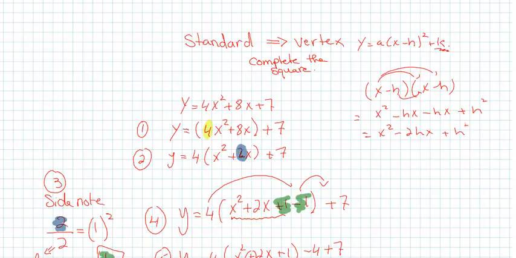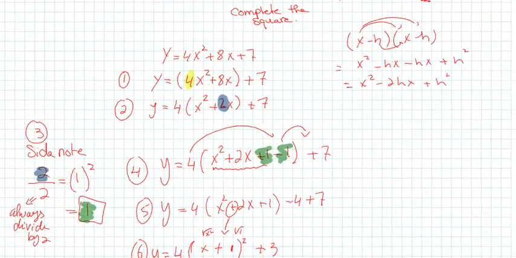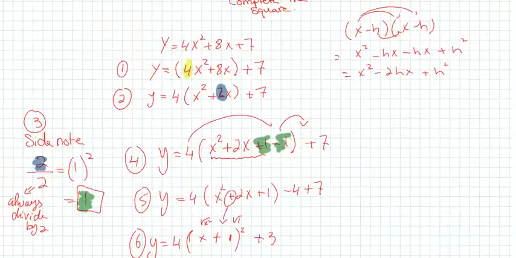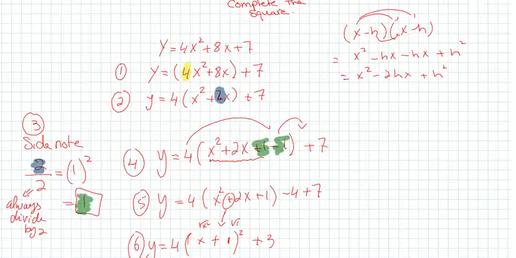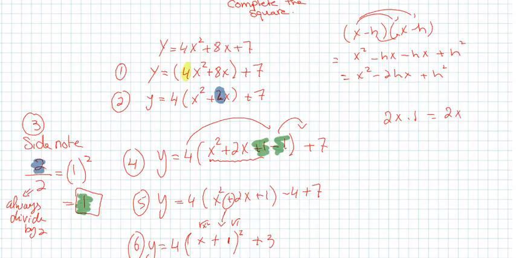Now, let's look at this. x squared, I have the x right here, and I have the x right here. I have the 2, and I have the 2, right? 2x times what gives me 2x? 1. 2x times 1, so my h is 1 in this case, because 2x times 1 is equal to 2x. I have the 2, I have the x, so what's left? 1. h is equal to 1.